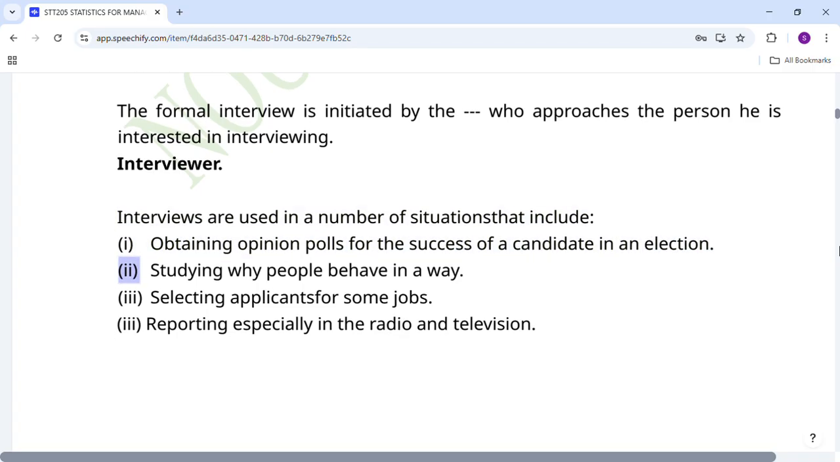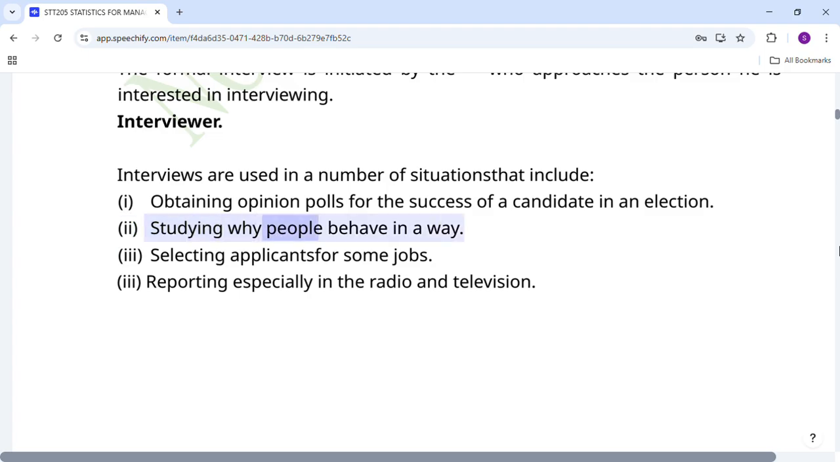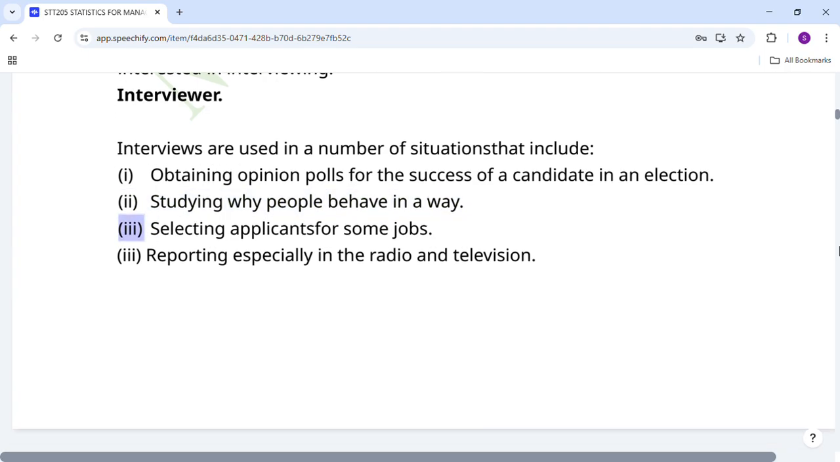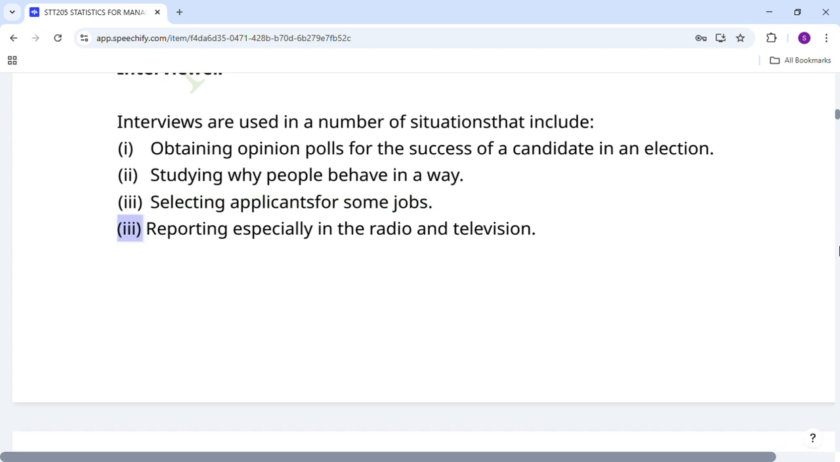2. Studying why people behave in a certain way. 3. Selecting applicants for some jobs. 4. Reporting, especially in radio and television.